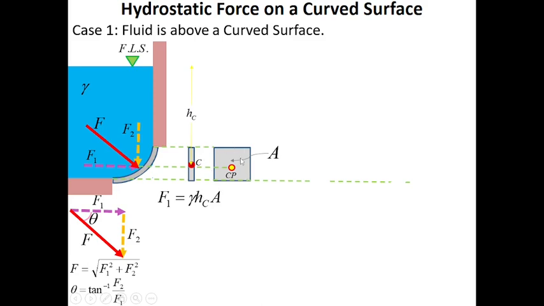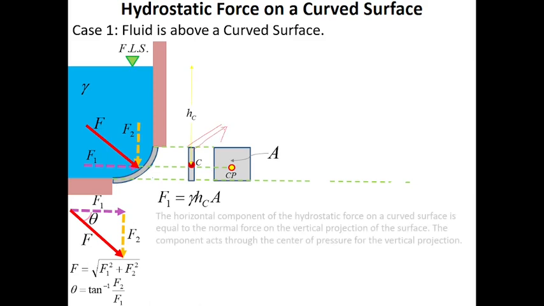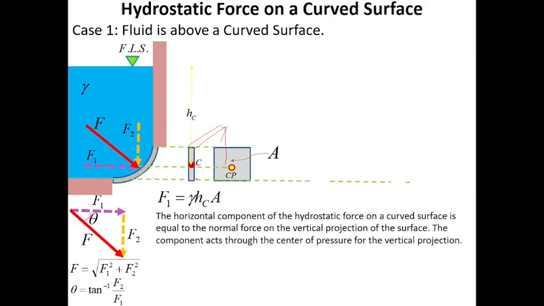So we imagine ganito siya, we imagine na ganyan siya. So yung rectangle na to, siya yun, yung area na yun. Then area. So that's the computation in finding F1, the horizontal component of the hydrostatic force.